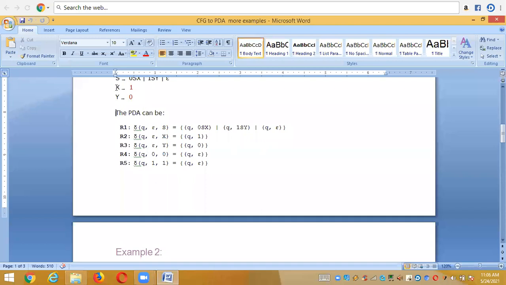And with this, the writing of the transition rules for these three variables is completed. Now I am checking what terminals I have in the grammar. 0 and 1 are the terminals. So if it is 0 0, then it is epsilon. If it is 1 1, then it is epsilon. So with 5 rules I completed defining the transition rules of the PDA.